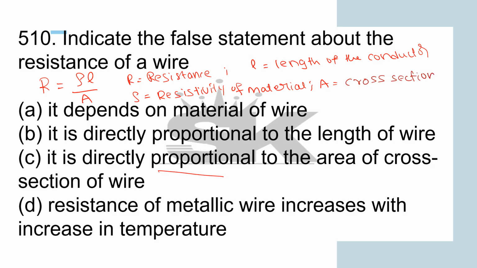Cross sectional area of the conductor. Okay, so if you see here in the formula, resistance is inversely proportional to the area of cross section of the wire. Okay, so option C is false statement.